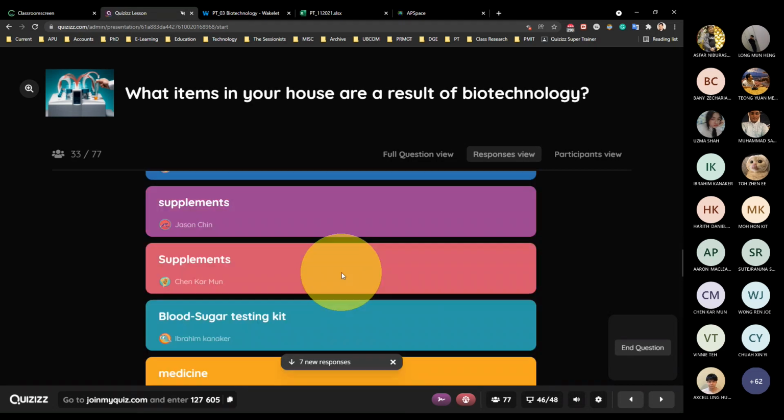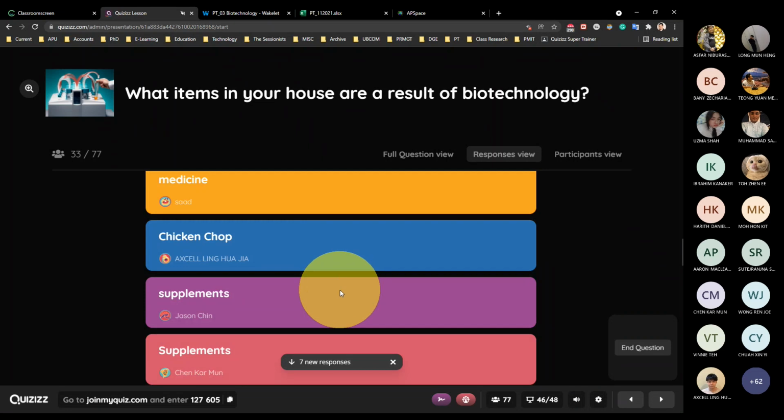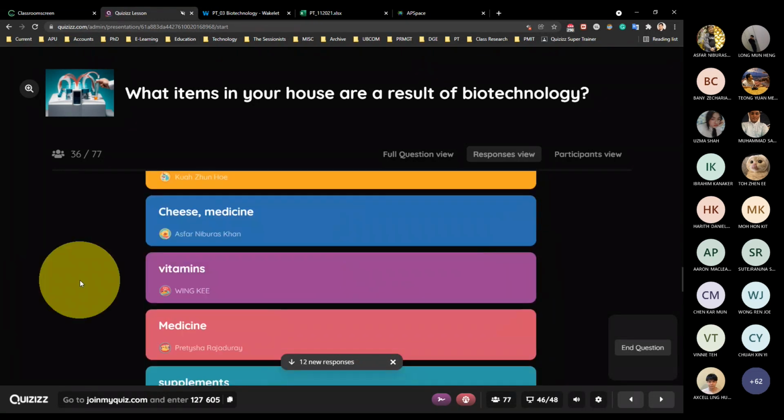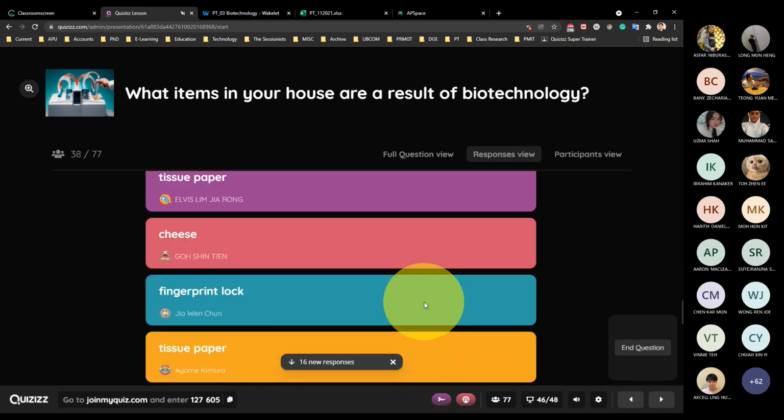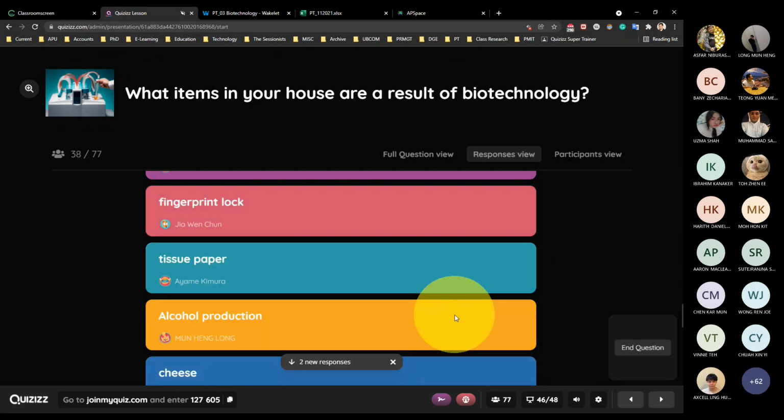Chicken chop. If you want to go into chicken, remember a lot of the eggs that we have today, the different types of eggs and the different types of nutrients that come with those eggs, are a result of biotechnology as well. Cheese, medicine, vitamins, medicine, food, sugar. Okay, all right. I think you guys get the idea of it. Fingerprint lock. Interesting. Yep, I can definitely consider that under biotech as well.